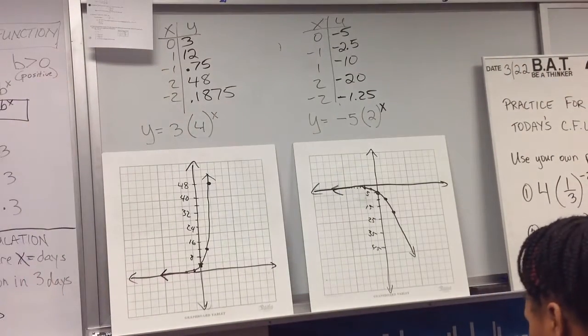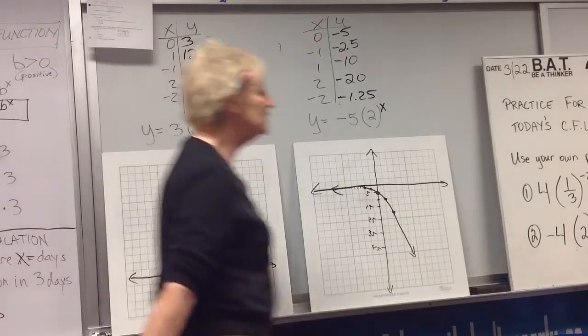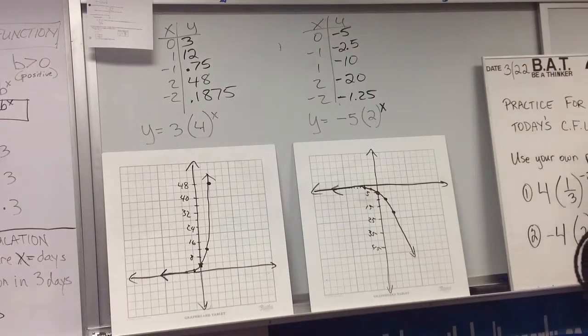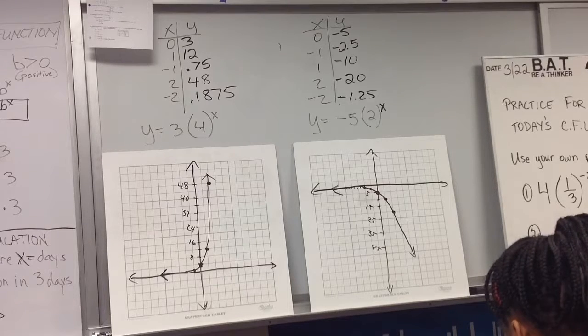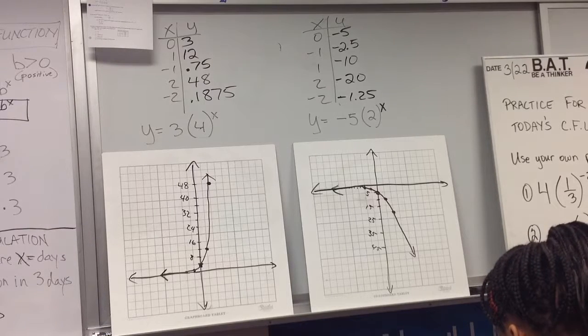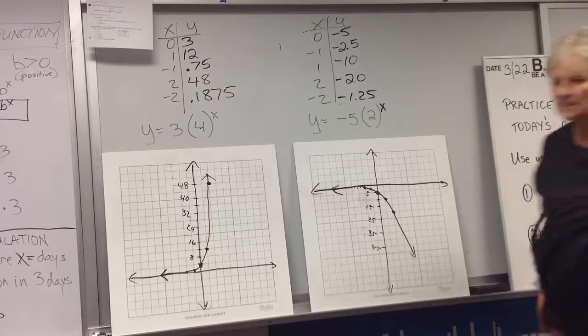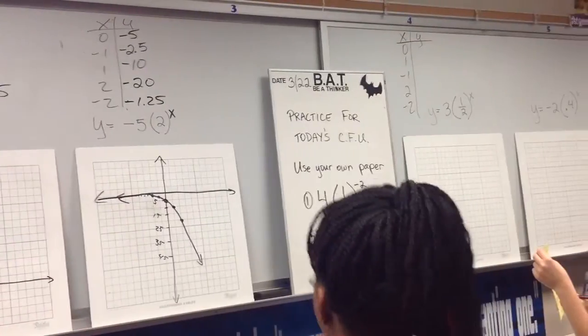All right, first fill in your t-chart. We're going to do 3 times 1/2 to the x power. Plug in these 5 numbers, and then decide where you want your x-axis. And then decide how you want to number it.